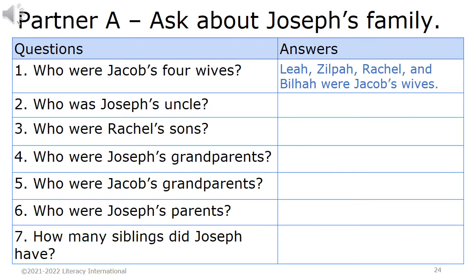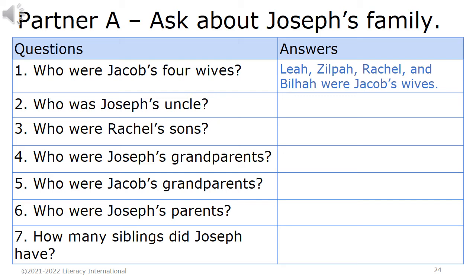Partner A, ask about Joseph's family. Questions. Answers. For example, 1. Who were Jacob's 4 wives? Leah, Zilpah, Rachel, and Bilhah were Jacob's wives.